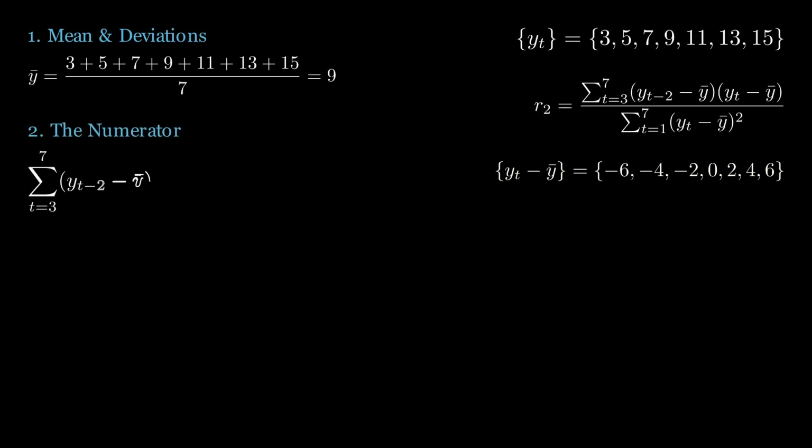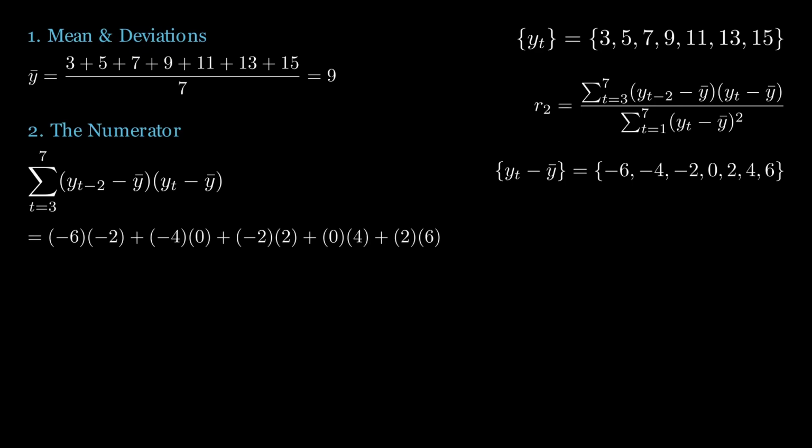We now use the deviations and plug them into the formula for the numerator. We pair up the first deviation with the third, the second with the fourth, and so on for t equals 3 to 7. Multiplying these pairs out gives us 12, 0, -4, 0, and 12. Summing those products together, we get a total numerator value of 20.